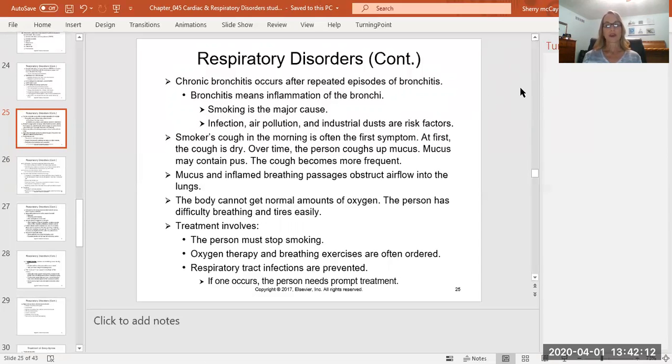easily. Treatment involves the person stopping smoking, oxygen therapy and breathing exercises like we already learned how to do, and respiratory tract infections are prevented. If one occurs, the person needs prompt attention.